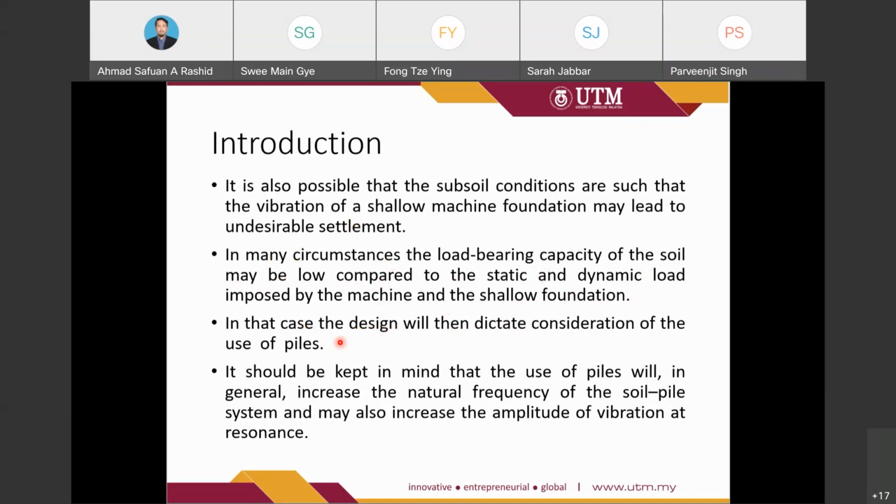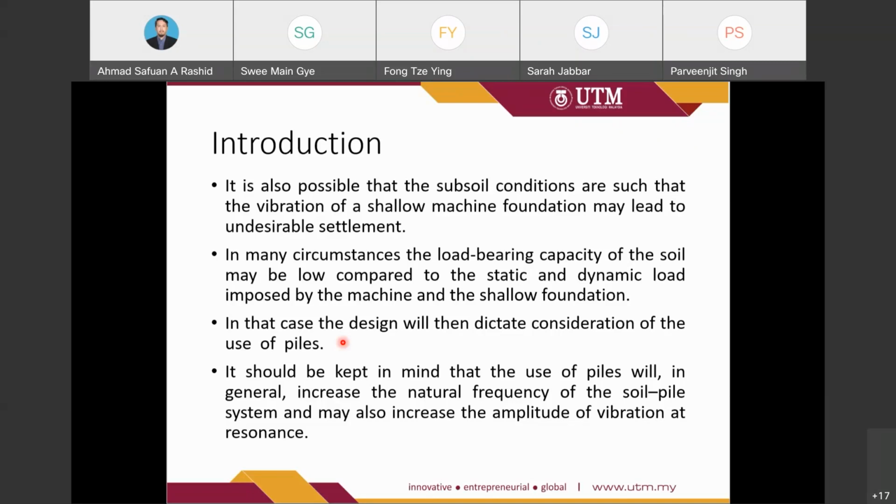So actually, we want to discuss how to design and how to determine the capacity for the pile foundations. The example is more based on what foundation is suitable to be used to cater for this kind of problem. So in that case, the discussion is more towards the foundation itself.